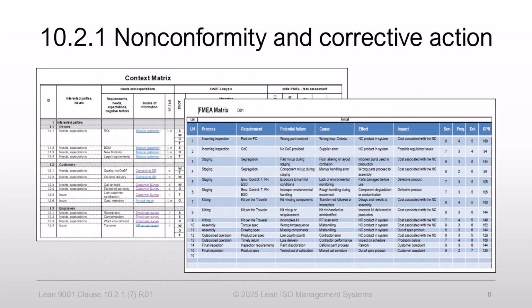To recap, in the 6.1 videos, we introduced two practical tools for documenting risks. We used the context matrix to assess strategic risks tied to internal and external issues, and the FMEA matrix to evaluate product and process risks. If you missed those videos, check the links below to catch up.